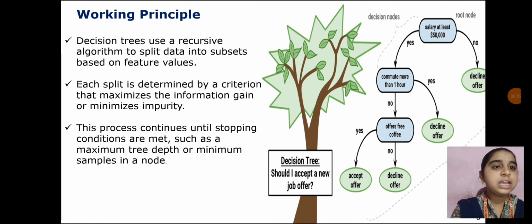Here we can see an example of a decision tree. Should I accept a new job offer? When it comes to a job offer, we mainly consider the salary. Here the root node is salary at least $50,000. If you are okay with it, then go for the further process. Otherwise, we can decline the offer.